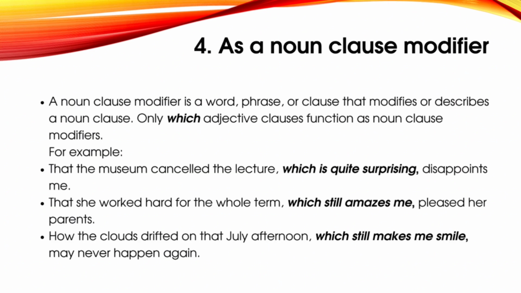Fourth, as a noun clause modifier. A noun clause modifier is a word, phrase, or clause that modifies or describes a noun clause. Only which adjective clauses function as noun clause modifiers.